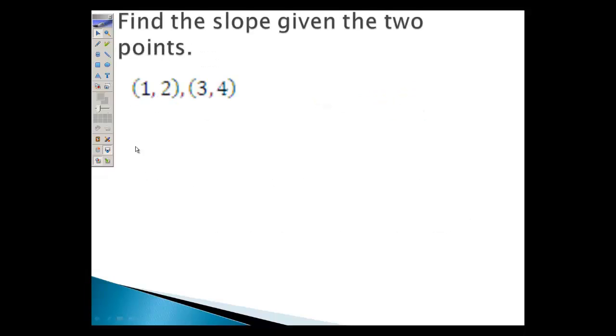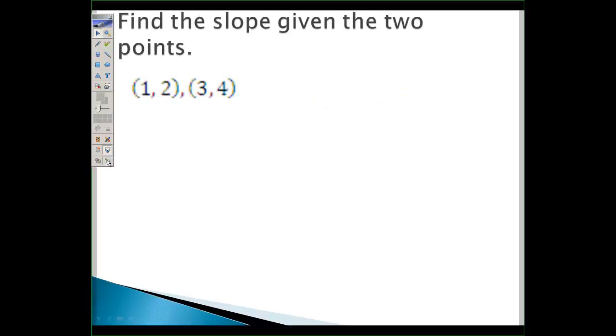So let's take a look here. Find the slope given the two points. Now, the very first slide says the slope is rise over run, or you can use this little formula here, and it says m, that stands for slope, equals y2 minus y1 over x2 minus x1. Now from yesterday, you should know our coordinates are in the form x comma y. Always x comes first, y comes second.